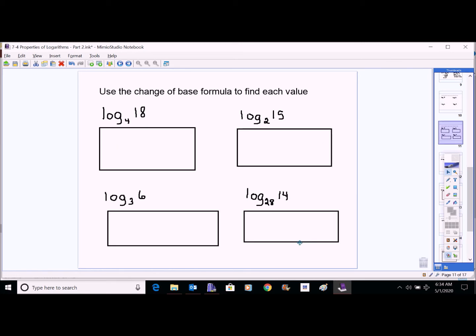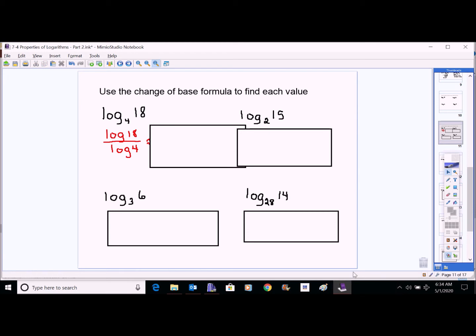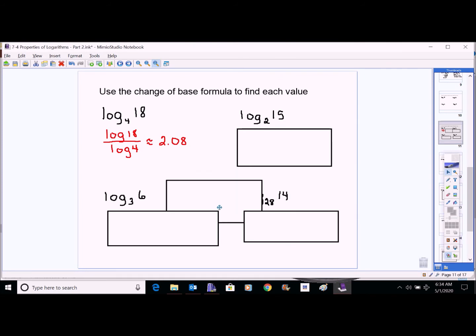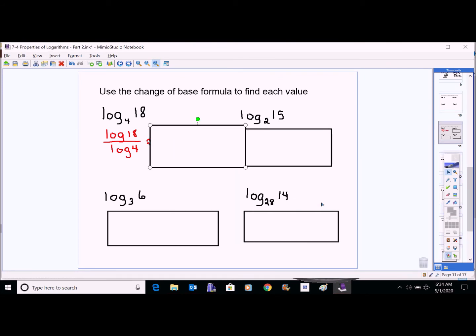Okay, log base 4 of 18 would be log of 18 over log of 4. And this is calculator work, so we can do log of 18 divided by log of 4, and that's 2.1 or 2.08, and so on and so forth.